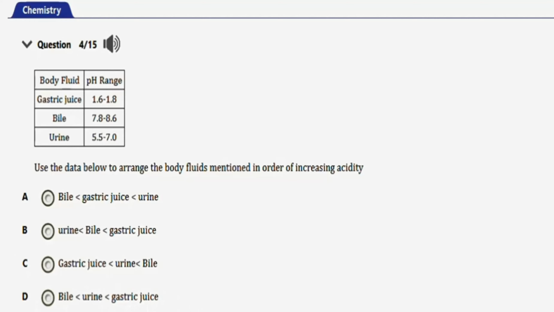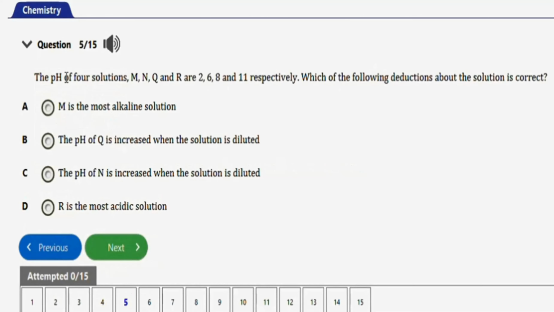Next question will be this one. It says the pH of 4 solutions are given respectively. Which of the following deductions about the solutions is correct? M is the most alkaline solution. No. The pH of Q increased when the solution is diluted. No. The pH of N is increased when the solution is diluted. R is the most acidic solution. So the right option will be option C. The pH of N is increased when the solution is diluted.